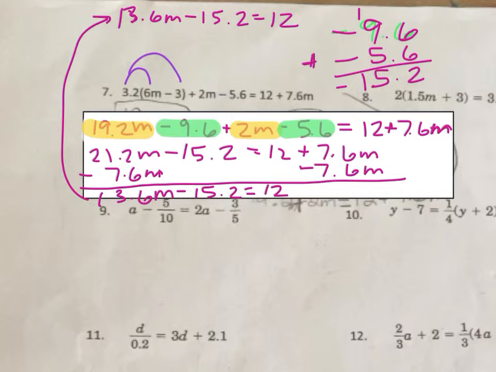Okay. All right, we're all the way down to here, so we're going to add the 15.2 to both sides. Add the 15.2 to both sides. So 13.6 m equals 27.2.